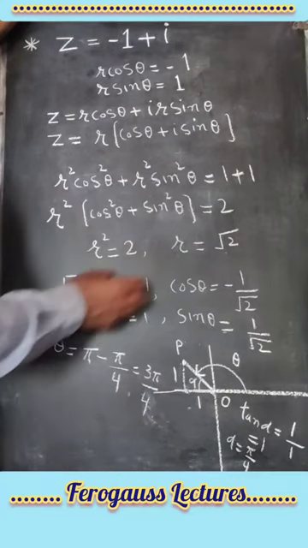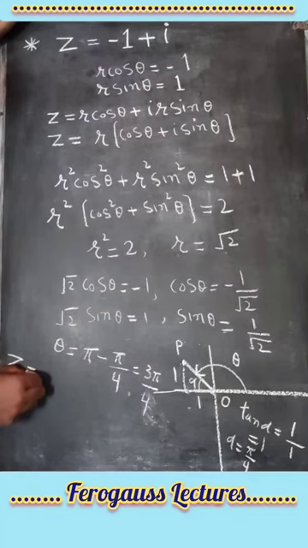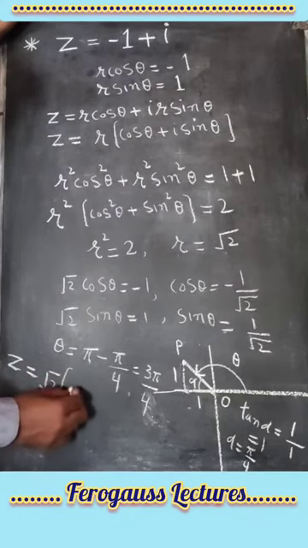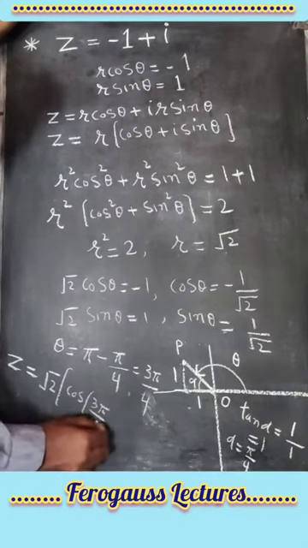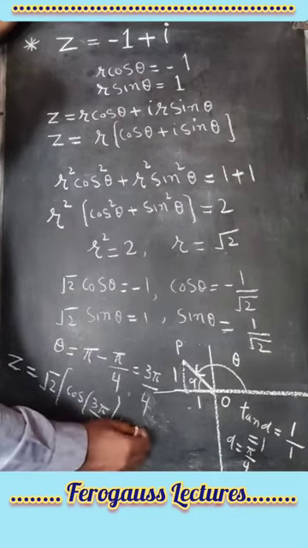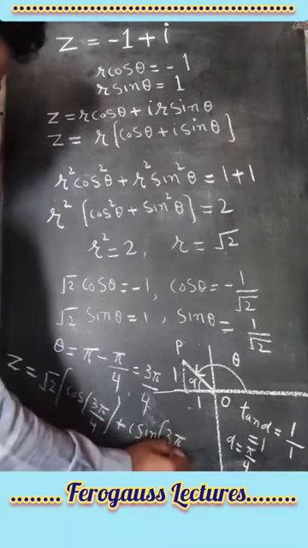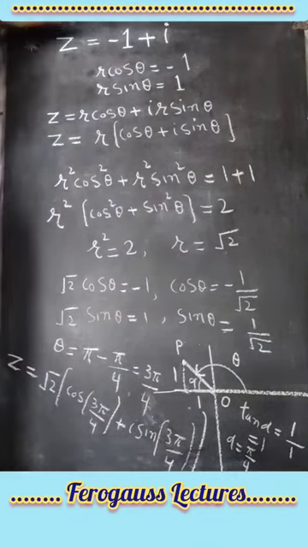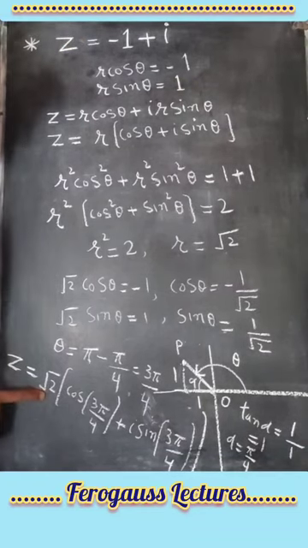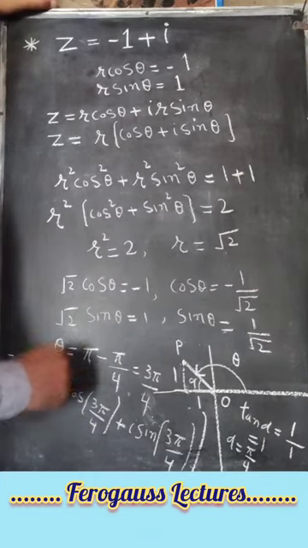Now we use these r and theta in this equation, so we get z is equal to, instead of r we have square root of 2, then cos of, instead of theta we have 3 pi by 4, plus iota sine of 3 pi by 4. So this is the polar form of this complex number with modulus equal to square root of 2 and argument equal to 3 pi by 4. That completes the question.